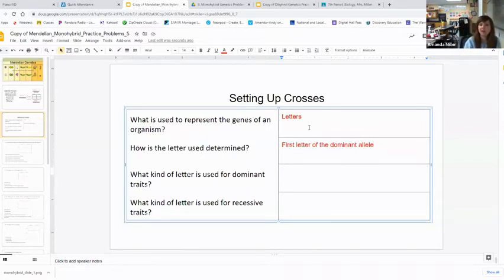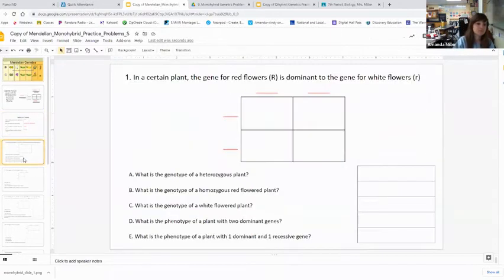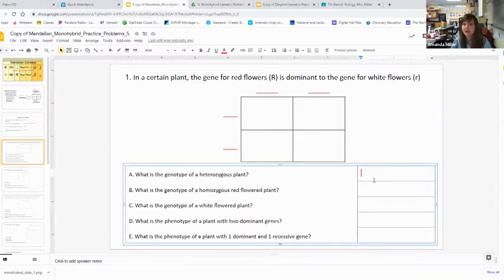What kind of letter is used for a dominant allele? We saw in the Nearpod and in Beaker babies and dog called Spot that we use a capital letter. And for a recessive trait, we use a lowercase letter to show us that that is recessive. So remember, a dominant allele is going to cover up a recessive allele. Let's do just a little bit of practice. In a certain plant, the gene for red flowers, big R, is dominant to the gene for white flowers. So right now we're just going to practice figuring out genotypes and phenotypes.